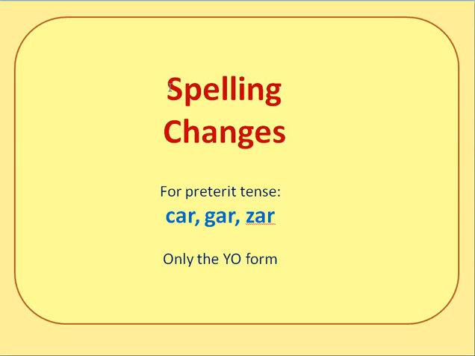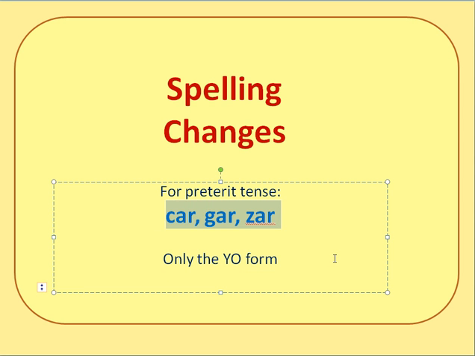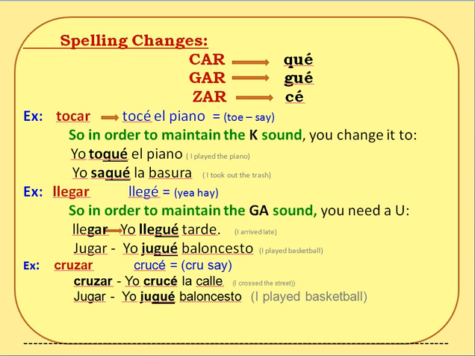These are some spelling change exceptions, and they're only going to apply for verbs that end in car, gar, and zar, okay? And it's only going to be in the yo form, okay? The reason that these changes occur is because it changes the sound of the word if we don't make these changes. So car in the yo form, you're going to add a little U in the middle there, okay? Gar, you're going to add a U in between the G and the E. And for zar, you're going to actually just change it to a C, so it keeps a soft sound.